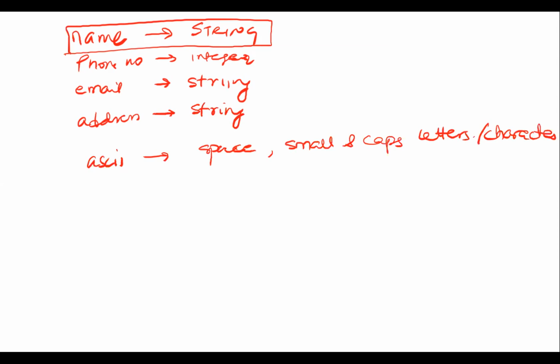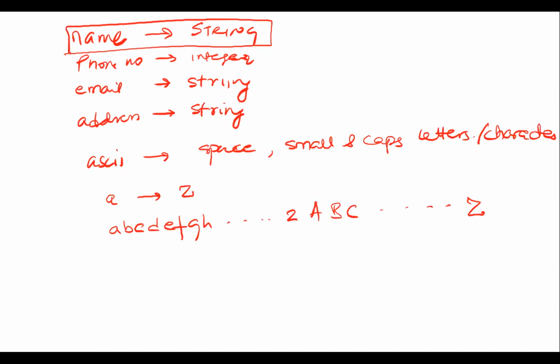Now, if I write a function, I need to check essentially the value between small a and capital Z. So that means A, B, C, D, E, F, and so on till Z, and then A, B, C till Z. These are the values that I need to check. That's one way of doing it.